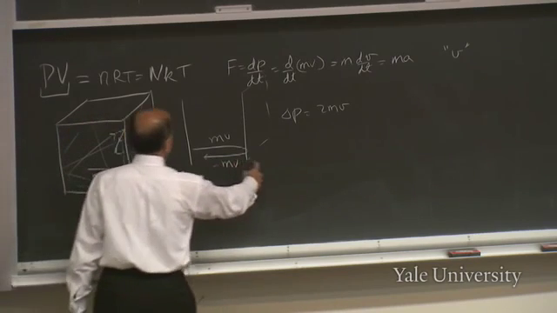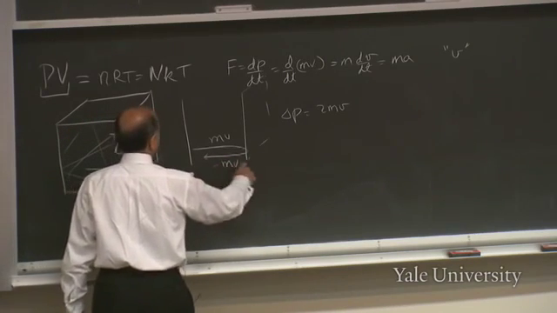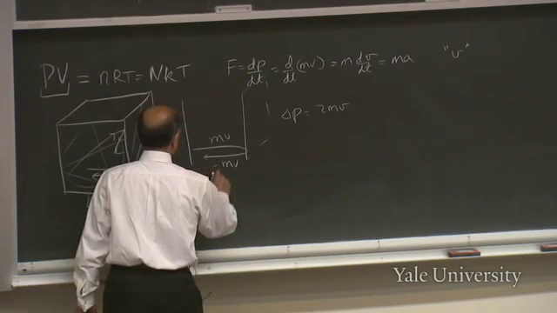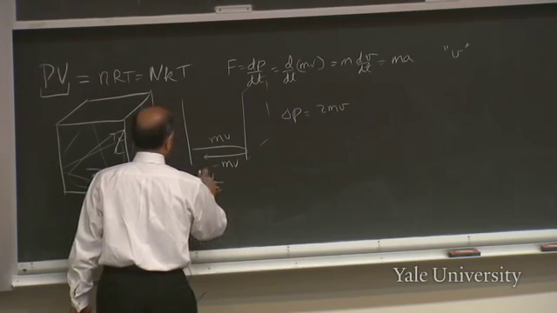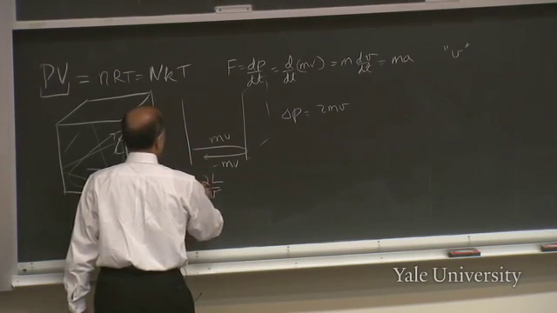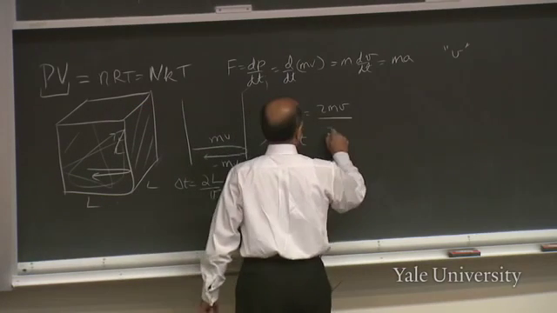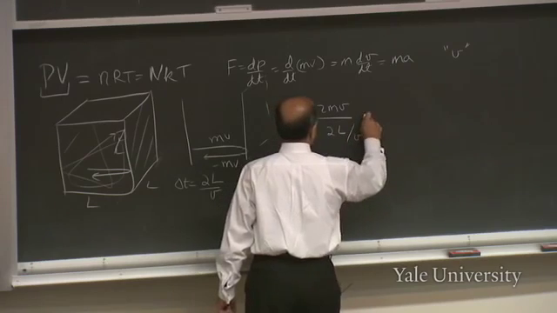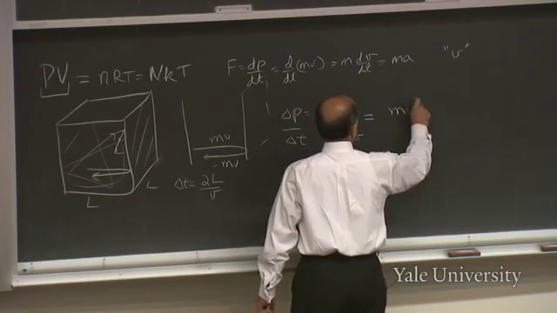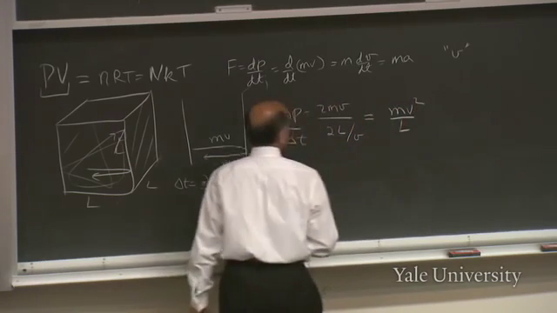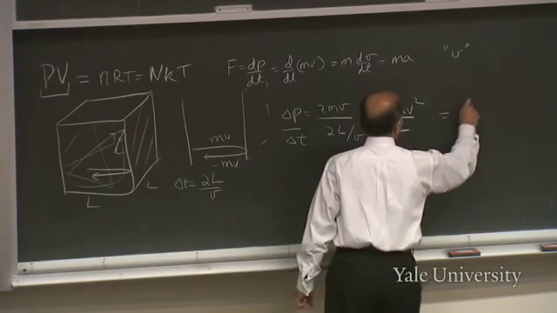Once you hit the wall here, you got to go to the other wall and come back. So you got to go a distance 2L, and you're going at a speed v. The time it takes you is 2L over v. So delta P over delta T is 2mv divided by 2L over v. That gives me mv squared over L. That is the force due to one molecule.